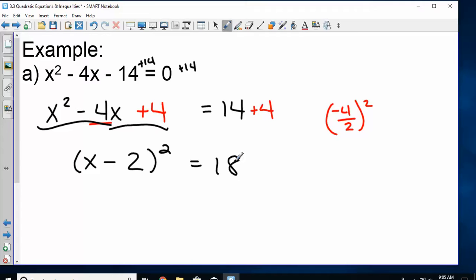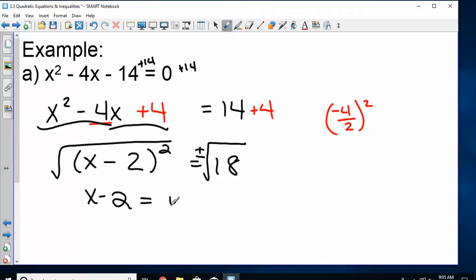Now this is like a problem we were solving on Monday. What would I do? If you take a square root, you also need the plus or minus. So this goes to x minus 2 equals plus or minus. Okay, can I break down the square root of 18? Square root of 9 is 3.